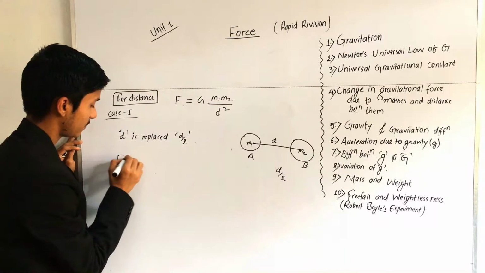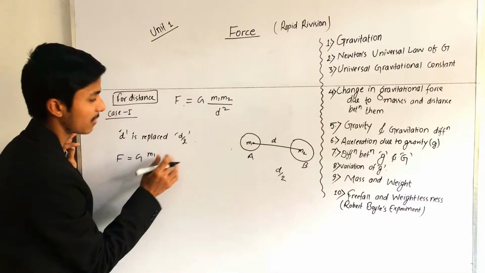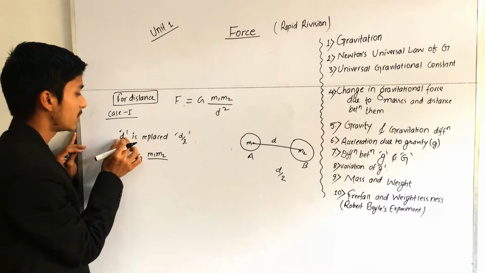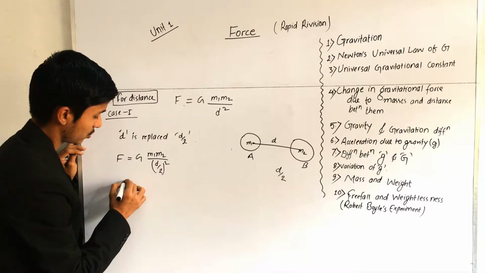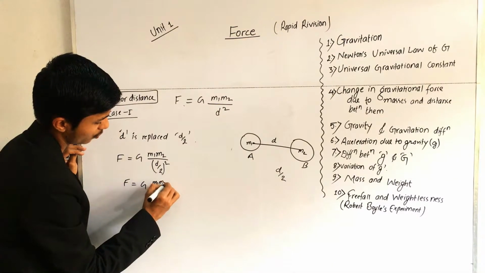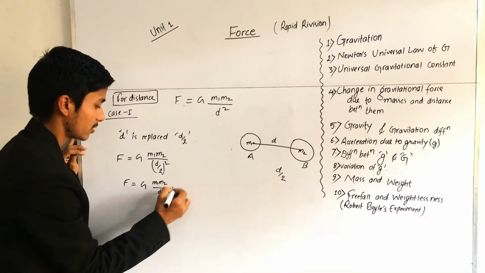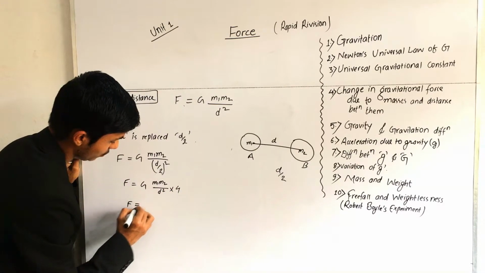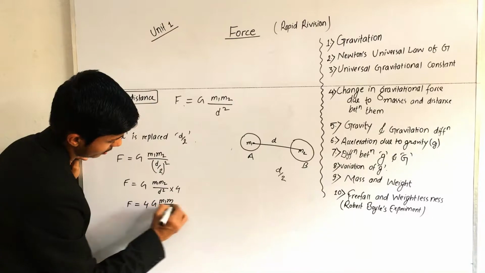We can write here F is equal to capital G. Here the masses are constant, m1 m2 by, instead of d we can write d by 2 whole square. So F is equal to G m1 m2 by d square, and this 2 square will be here. Okay, so we can get F is equal to 4 times of capital G m1 m2 by d square.